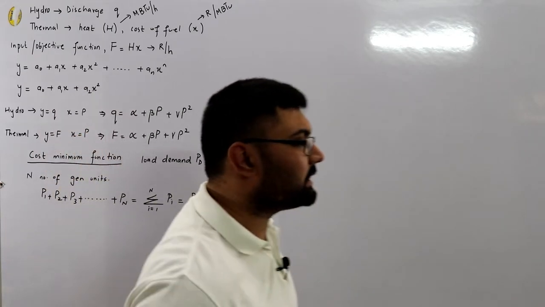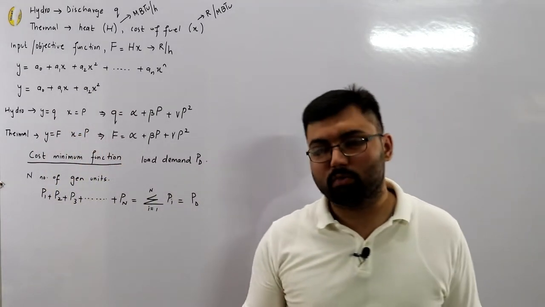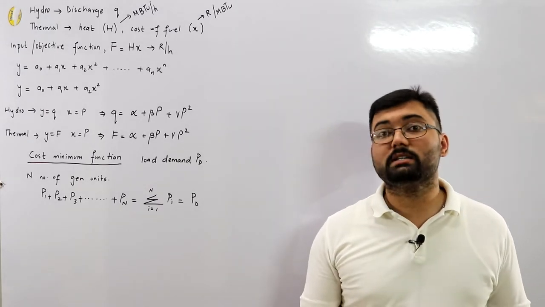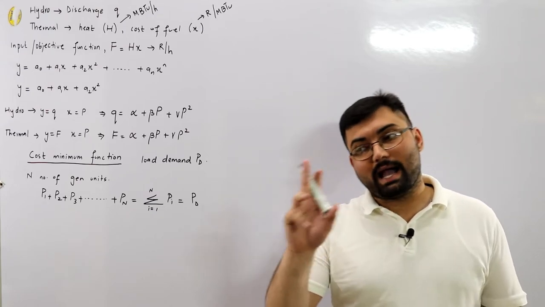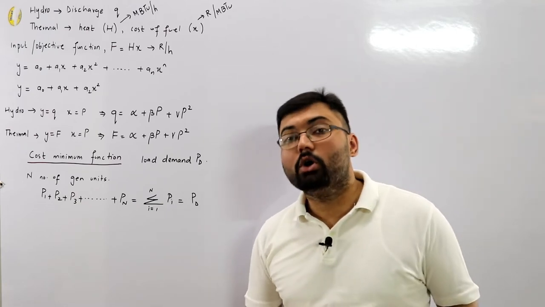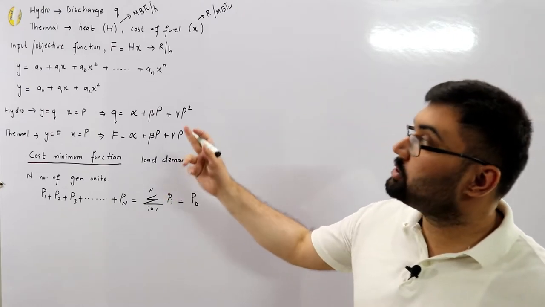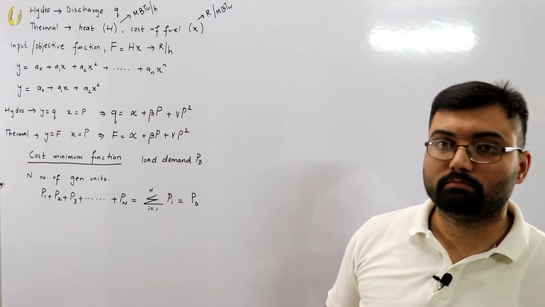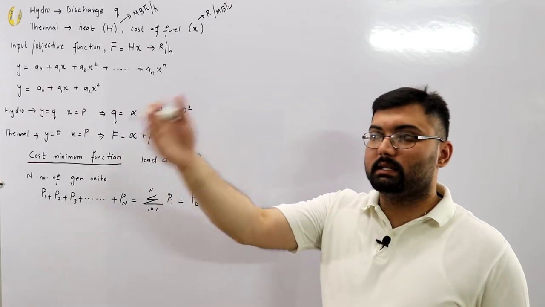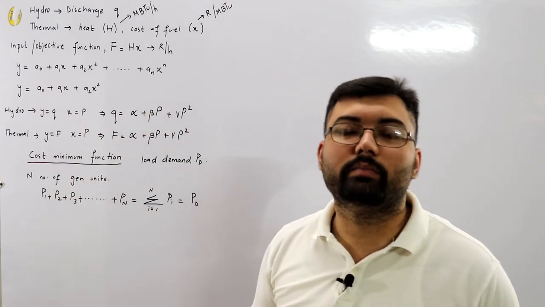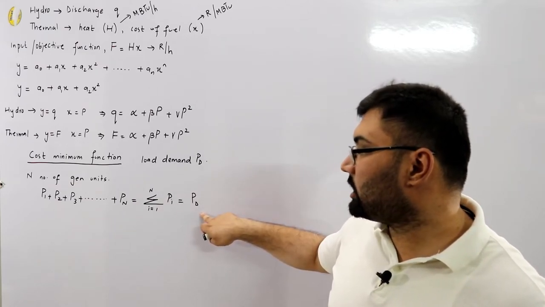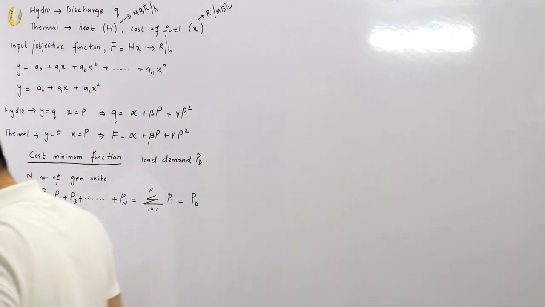Now it should not be greater than that. You do not need to waste any power. You do not have to produce any extra power because it cannot be stored. Electrical power as generated has to be transmitted. It cannot be stored, so you cannot waste. Why? Because you are spending a huge amount of capital on the fuel cost, maintenance cost as well. So you have to generate the minimum power that is required, just to meet the load demand. So we are generating from n number of units to meet the load demand PD. Is that fine?